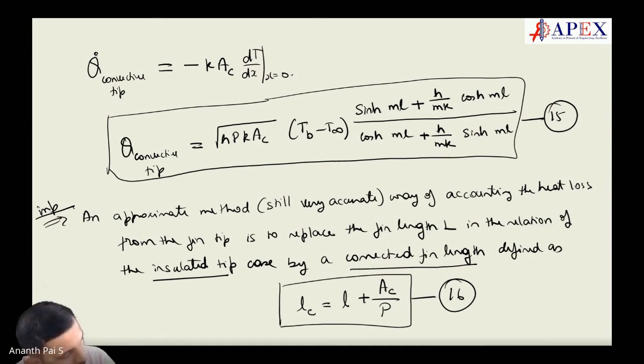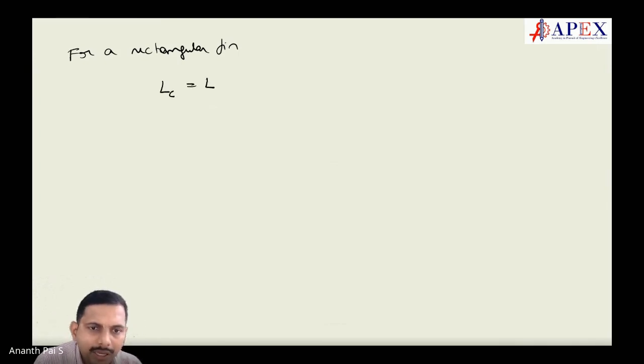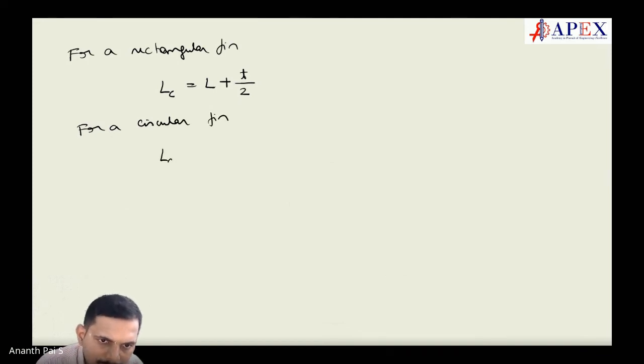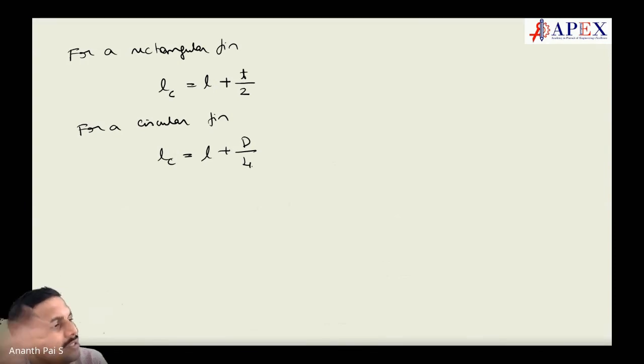Now, for a rectangular fin, L corrected is equal to L plus thickness by 2. The thickness divided by 2, you get that. Length is anyhow that. And for a pin fin or a circular fin, Lc is equal to L plus D by 4. L is small l, I'm very sorry. If you add that to the length, then you can use it in the insulated tip condition.